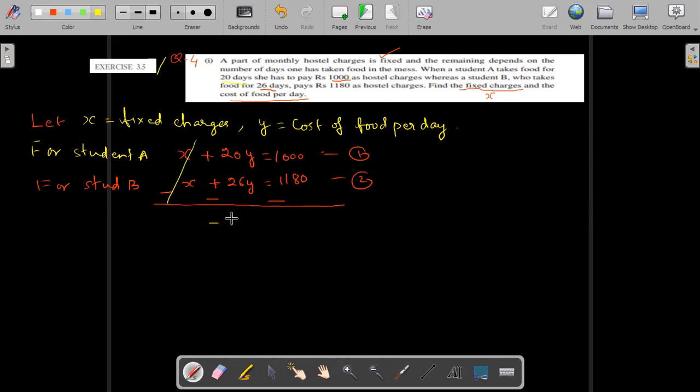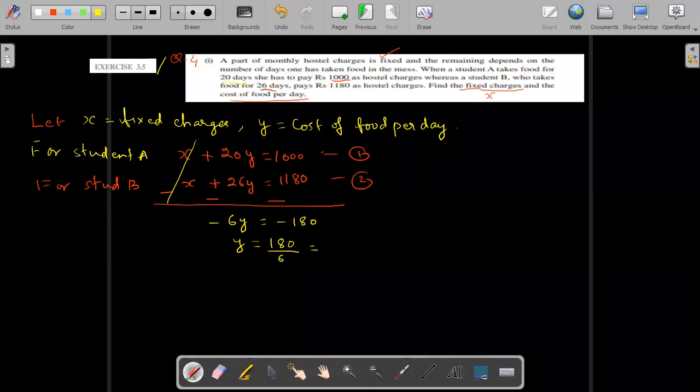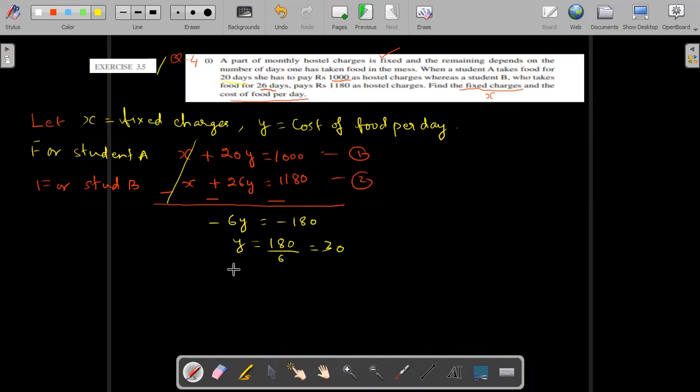20 minus 26 minus 6y is equal to minus 180. Minus minus cancel. y is equal to 180 divided by 6. 6 3s are 18. So 30 rupees is the cost of food per day. Now just put it in equation number 1 to get the value of x.